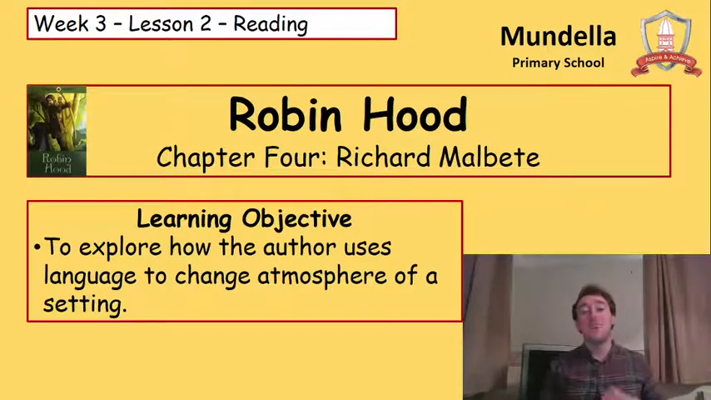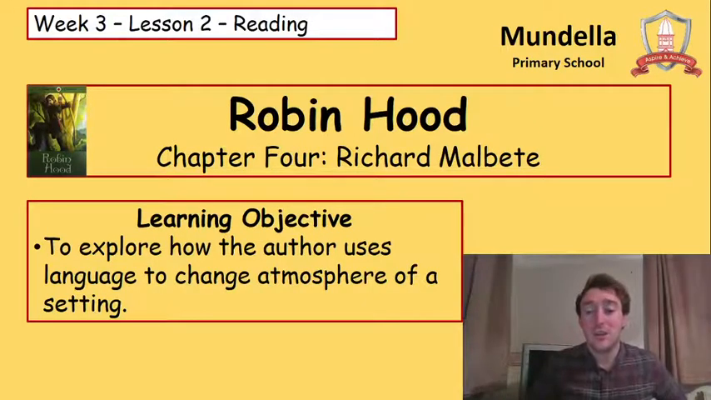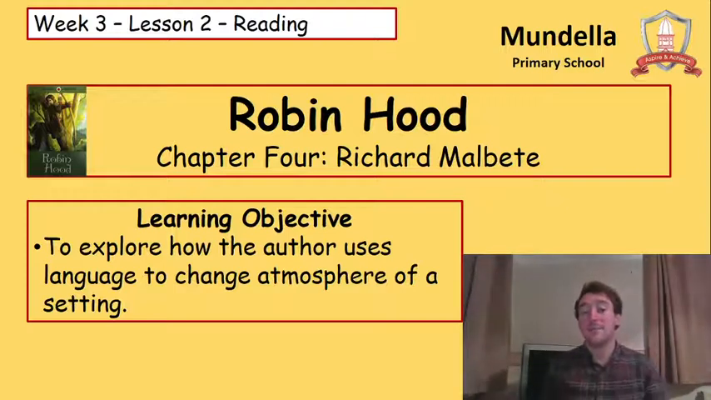We're on chapter 4 and it's about Richard Malbeat, that big broad beggar who Robin Hood encountered and the recruits came across as well. Our learning objective will be to explore how the author uses language to change the atmosphere of a setting. Interesting.